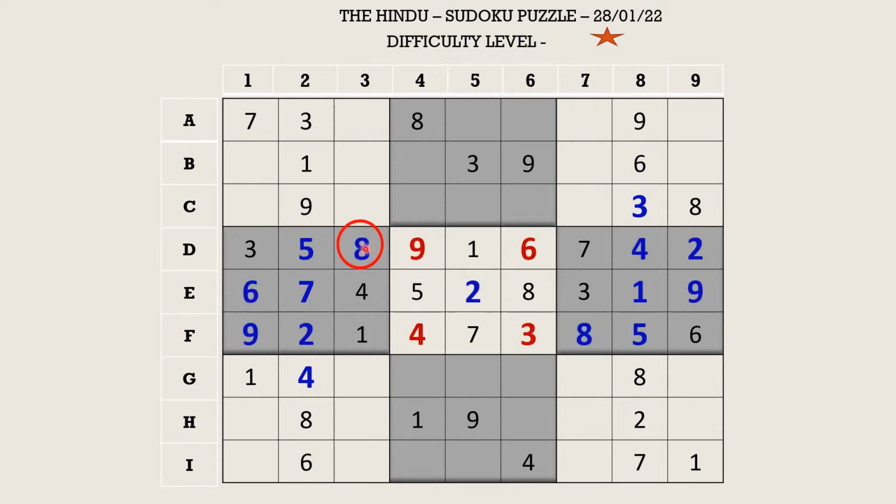There is an 8 in column 3 which blocks these 3 cells. There is an 8 in C row which blocks these 2 cells. So B1 takes 8. There is a 7 in column 7 which blocks these 3 cells. There is a 7 in A row which blocks these 2 cells. So B9 takes 7.